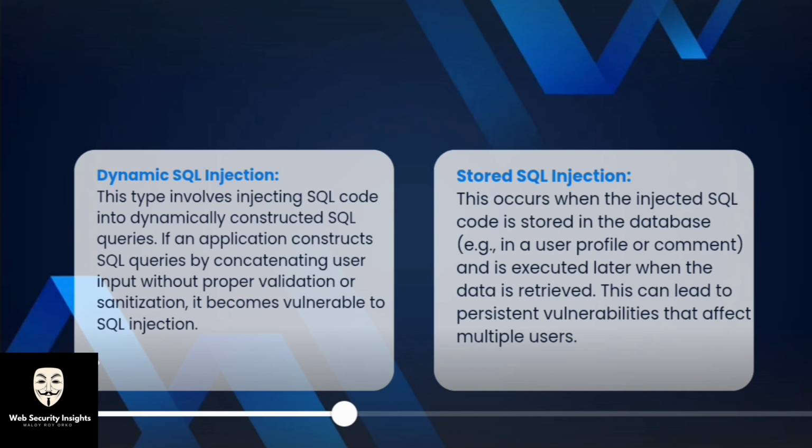Let's look at stored SQL injection. This occurs when the injected SQL code is stored in the database, for example in a user profile comment, and is executed later when the data is retrieved. This can lead to persistent vulnerabilities that affect multiple users.